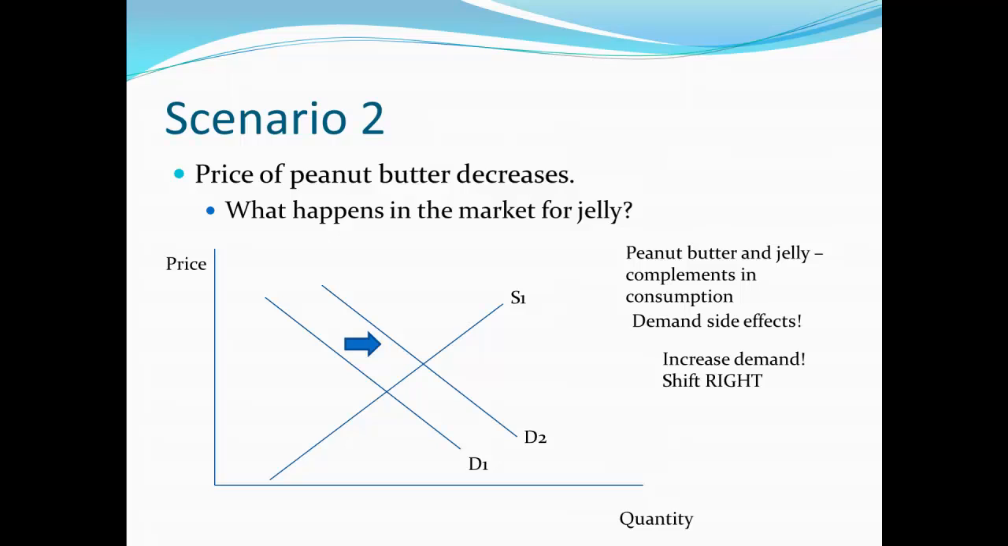And we can observe what happens. As the demand increases, we can see that there is an increase in the quantity of jelly that gets purchased, and there's also an increase in the price of jelly. It's shown by the arrows here.